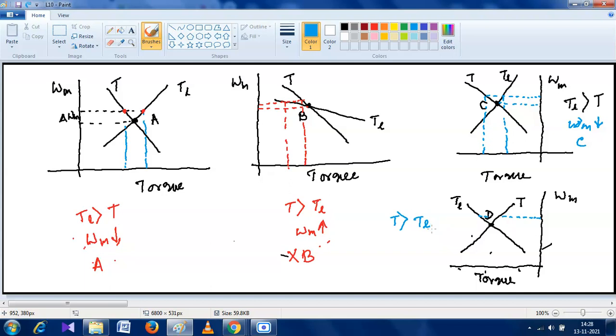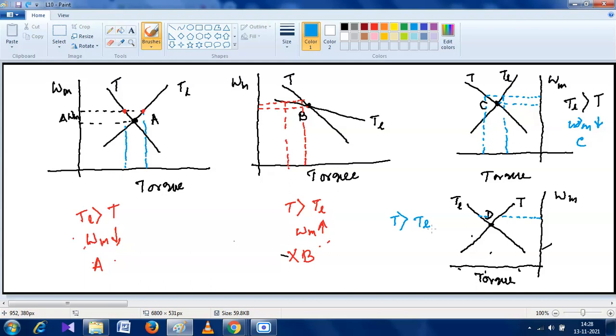Because C and D are in the second quadrant. A and B are in the first quadrant, but C and D are in the second quadrant. That means here the torques are negative.